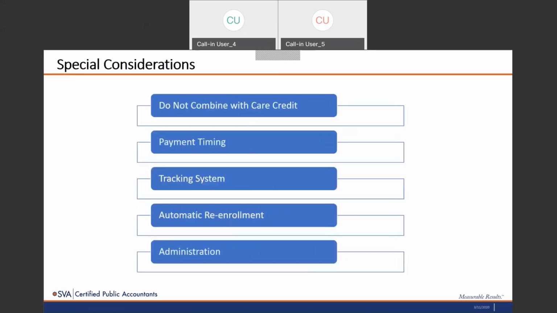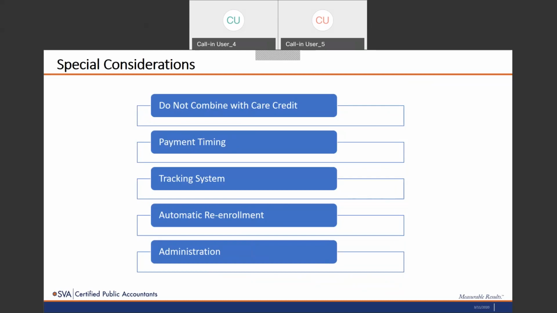Some other special considerations that you have to think about when you're setting up your plan. Make sure you're not combining this with CareCredit. Patients can sign up for your dental membership plan, use the benefits under that dental membership plan for any services you're providing, and then they're paying for those services at the time you're providing them. They don't also get to use CareCredit and spread out that payment. They can pick one or the other, but not both.